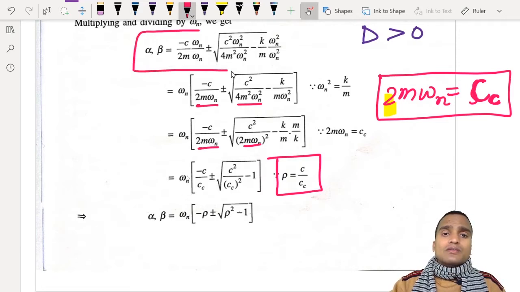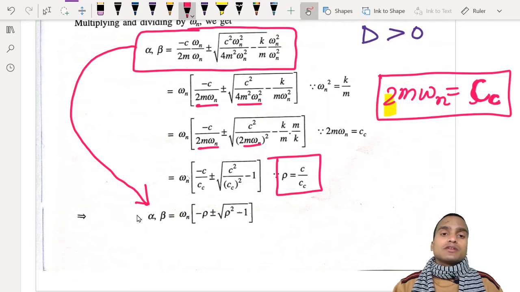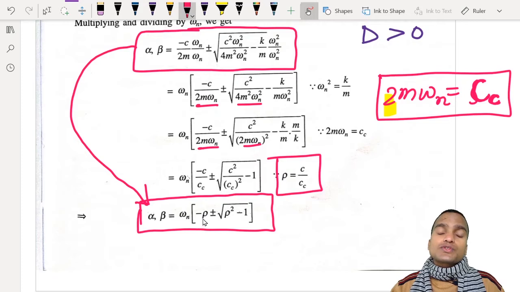this entire equation in terms of damping ratio, just simply by multiplying omega n in the numerator and dividing by omega n, by multiplying it in the denominator. So this is the equation. Alpha and beta is equal to omega n times minus rho plus or minus root under rho square minus 1.